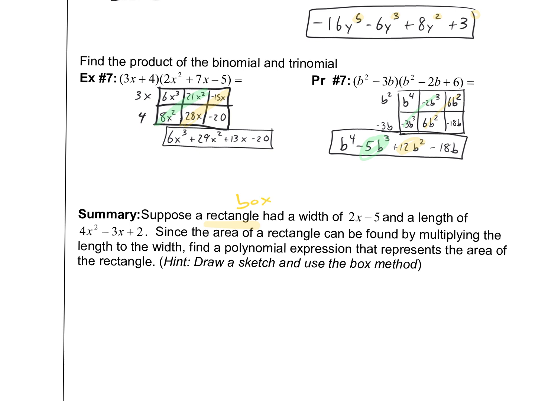Big hint there. Since the area of a rectangle will be found by multiplying the length by the width, find a polynomial expression that represents the area of the rectangle. Hint, draw a sketch and use the box method. Yeah, there you go. Give it your best shot, and I'll see you guys in class.